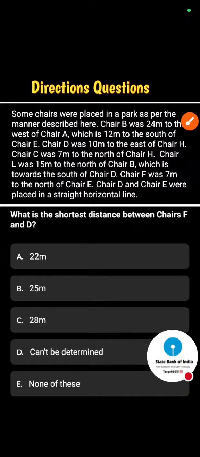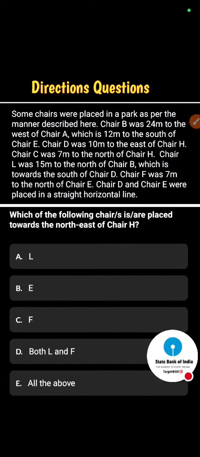Okay, right answer. Next question. Which of the following chairs are placed towards the northeast of H? Northeast of H. L and F. A and C. A and C is our answer. L and F. Both are in the northeast of H. So why don't the options have it like that? Both L and F. Option B, L and F is our answer.